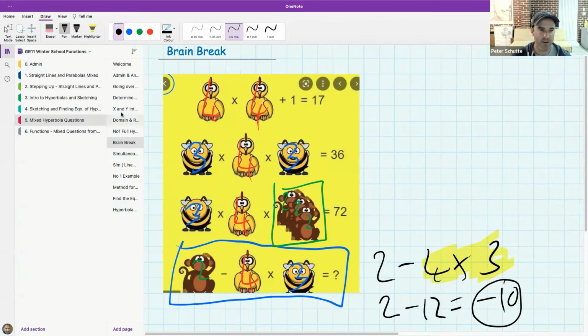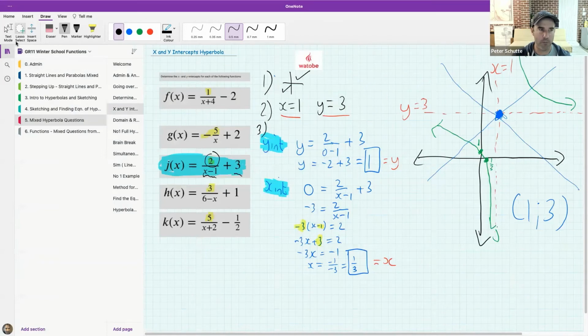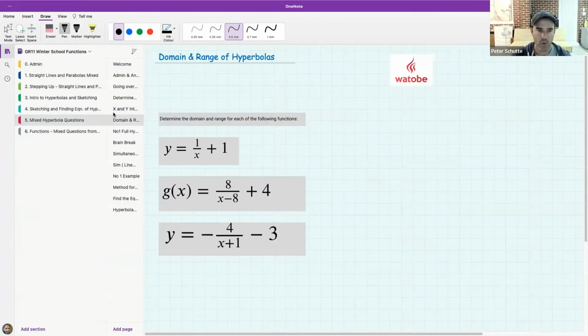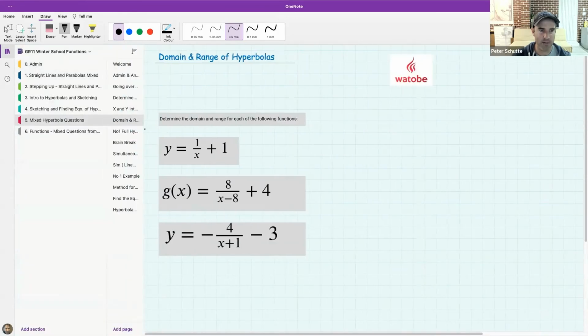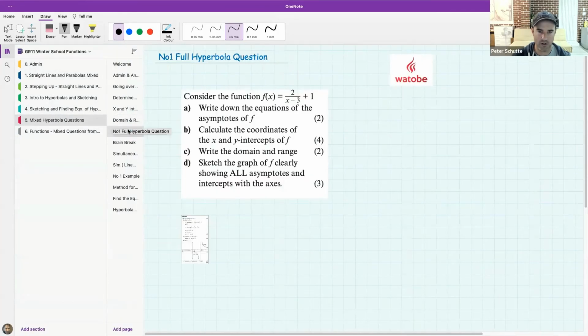All right, so let's go back to where we were before. We haven't spoken too much about domain and range. So maybe what I should do is, actually, let me go to this question over here. We'll do this one from scratch.